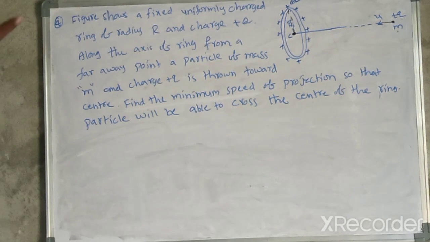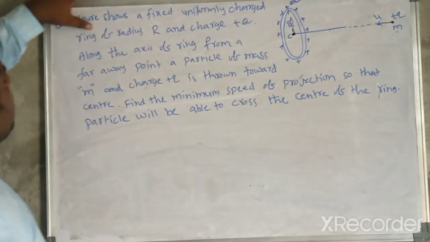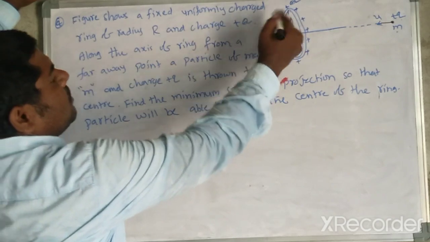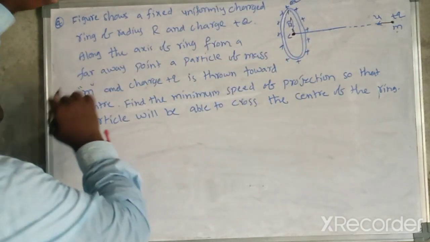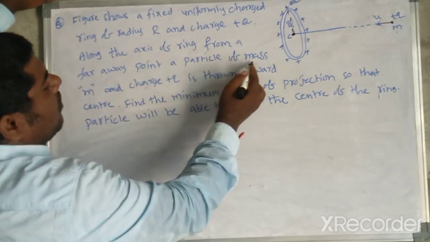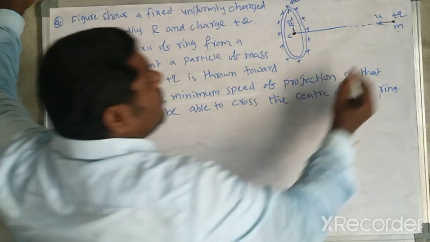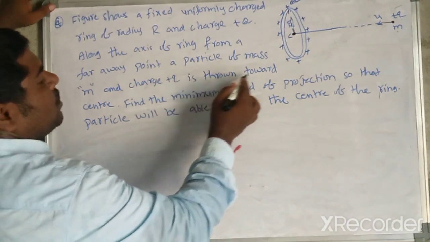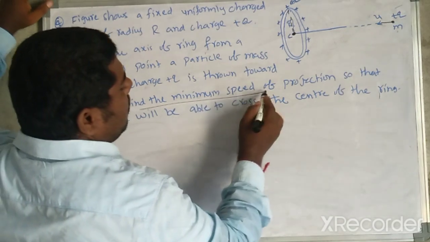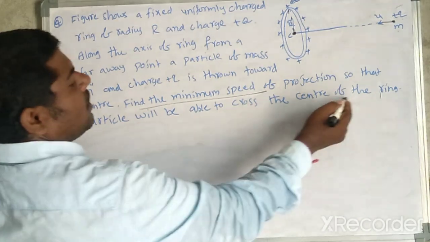Another model. The figure shows a fixed uniformly charged ring of radius capital R and charge plus capital Q. Along the axis of the ring, from a far away point, a particle of mass m and charge plus q is thrown towards the center. Find the minimum speed of projection so that the particle will be able to cross the center of the ring.